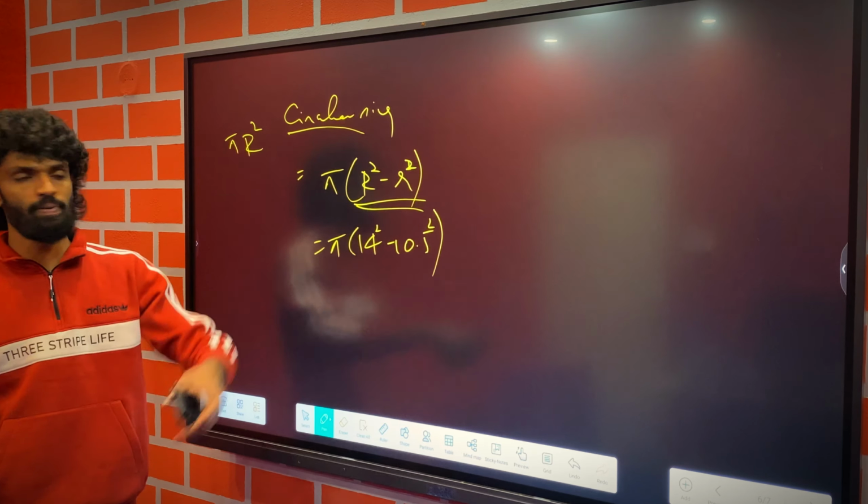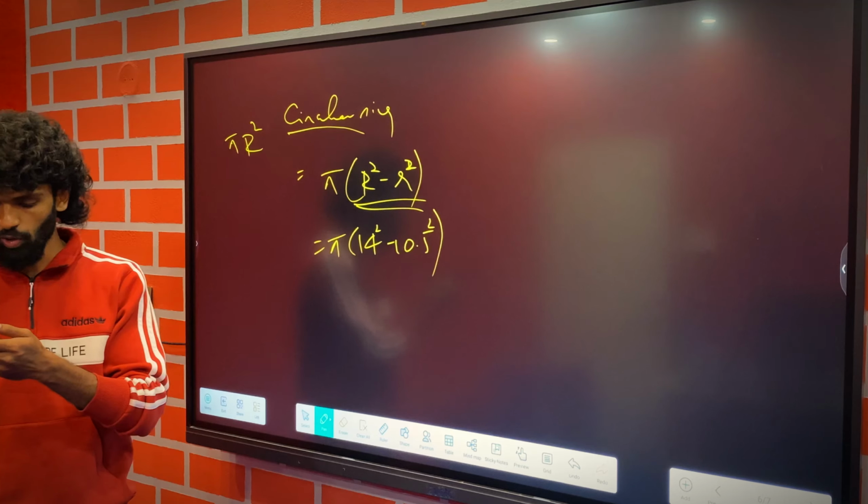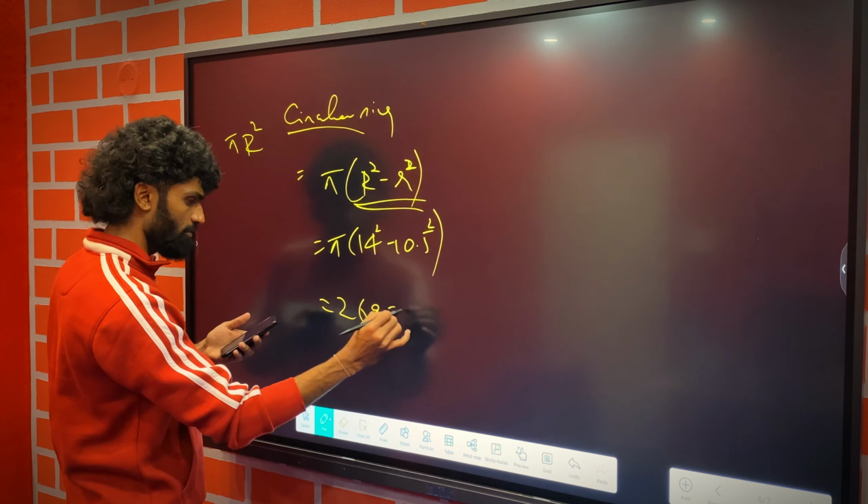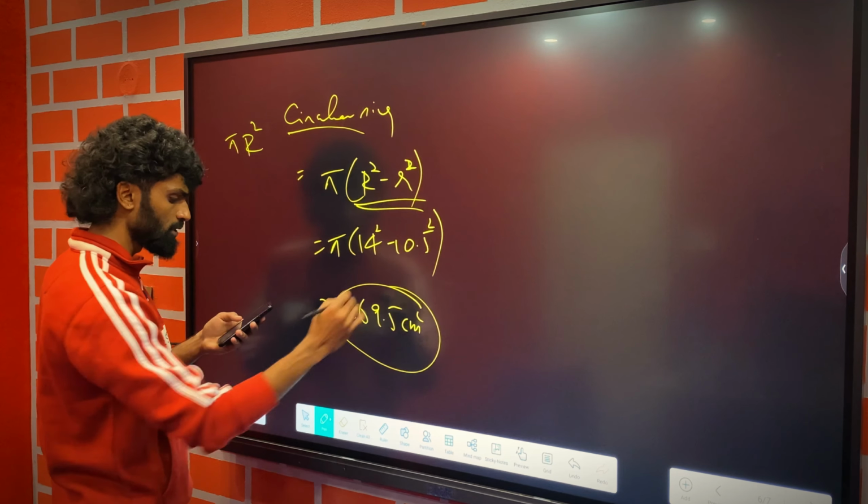Now, don't get confused as to how to solve this because you obviously don't have a calci. You can use the a square minus b square form and get the answer. Because I have the calci, I'm not doing it. I'll write the answer directly. So it will be 269.5 centimeter square. But this is not your final answer.